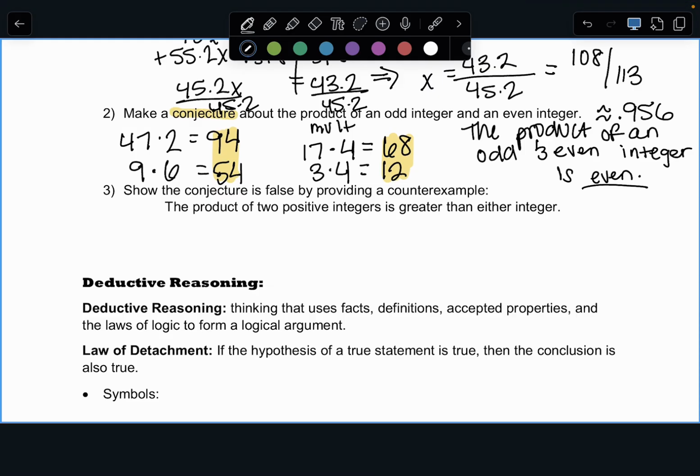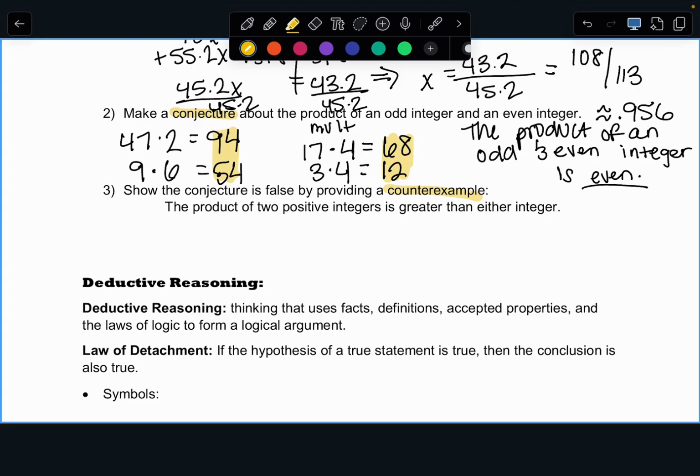But questions on this one, making a conjecture? Okay, next one is doing a counterexample. An example that is not true for this statement. It says the product of 2 positive integers is greater than either integer. When I talked about counterexamples, I said there are 3 sets of numbers that we probably want to take into account and maybe look at. They were negative numbers, zeros, and 1. Which of those, negative, 0, or 1, is a positive integer that I could use here?